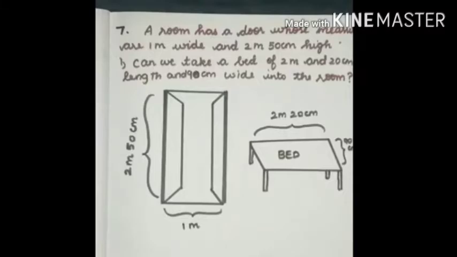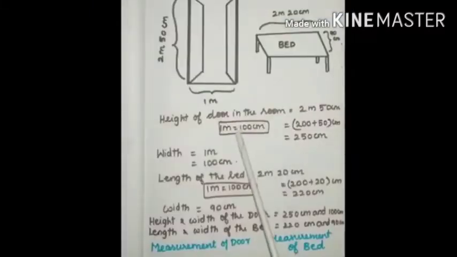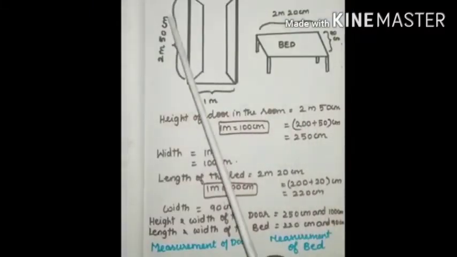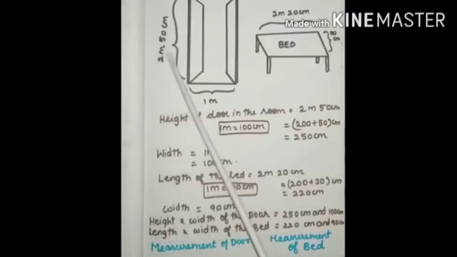Let's find. Height of door in the room is 2 meter 50 centimeter. Here we have mixed units now. So we have to convert meter into centimeter. 1 meter equals 100 centimeter.